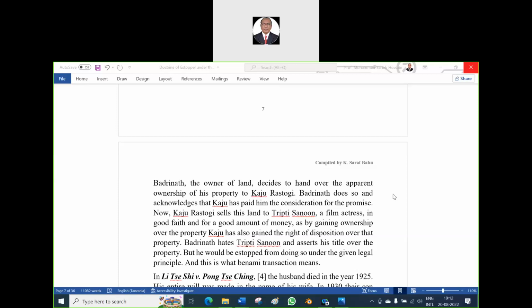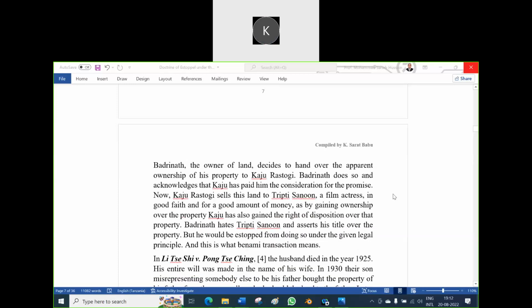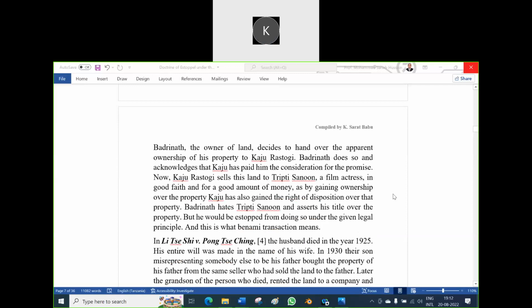That means even though Badrinath likes Tripti Sanoon or not, it doesn't matter. Because once Kaju Rastogi has given it as the Benami to Tripti Sanoon, automatically estoppel will work there. At that time, Badrinath doesn't have any right to stop it. Is it clear? It's because he has already taken some consideration from Kaju Rastogi. That means he was selling at the time. Kaju Rastogi sold the land to Tripti Sanoon, though he is a Benami. But Badrinath, though he doesn't like Tripti Sanoon, is estopped.